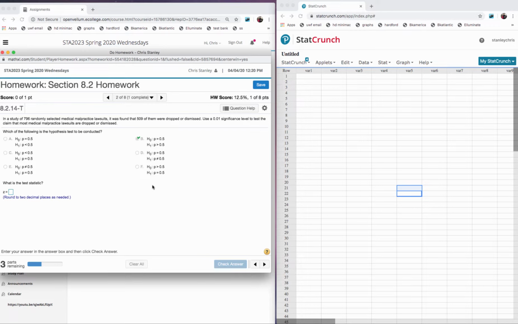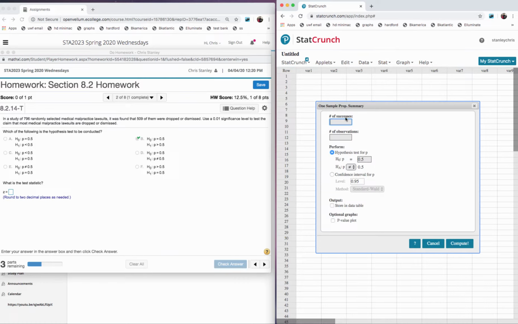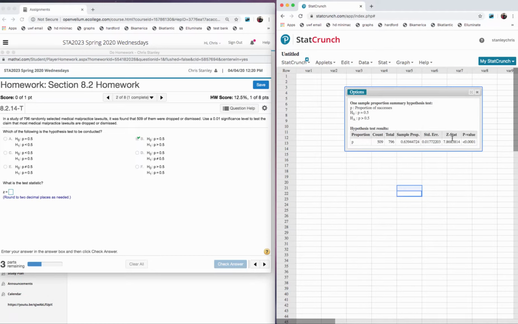Okay, now to find the test statistic, we have to run the test. This is a prop stat. Okay, number of successes was 509. The number of observations was how many they studied, which was 796. And this needs to be a greater than. And the test statistic is going to pop up as a z-score. Z-stat, 2 decimals, 7.87.